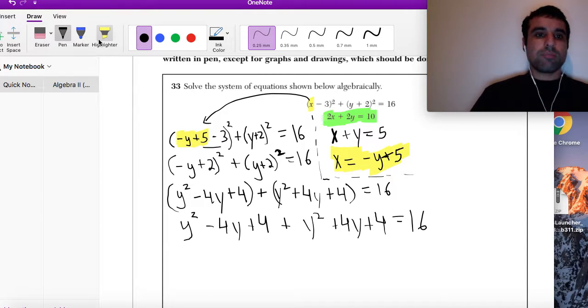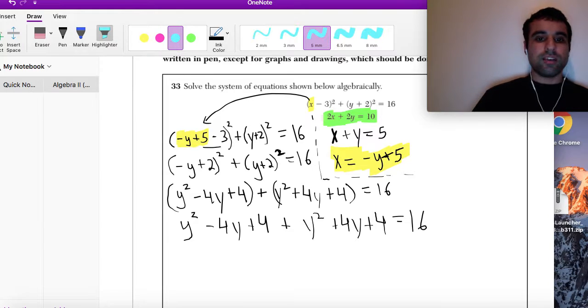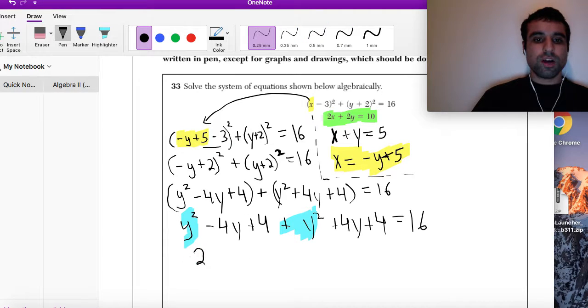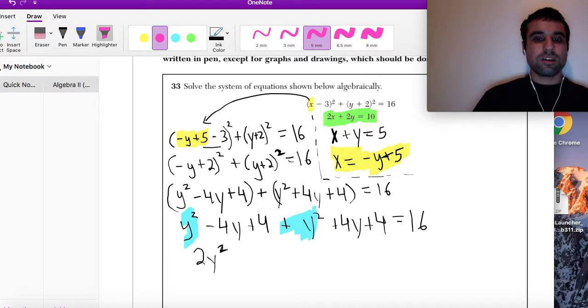Now, I'm going to take a blue highlighter. We have a y squared and a positive y squared. Those are going to combine to become 2y squared. Then I have a negative 4y and a positive 4y.